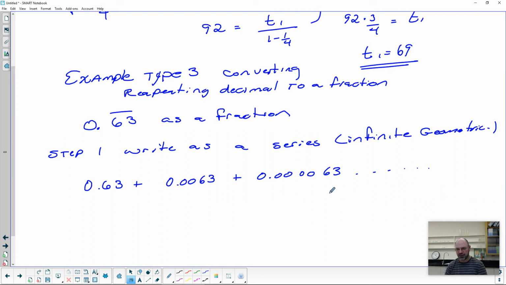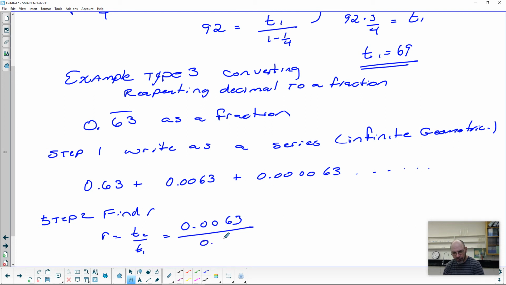So how are we going to get the sum of this? Well, we have to find r now. Step 2, find r. So r is equal to t2 divided by t1. In our case, that's 0.0063 divided by 0.63. If you go 0.0063 divided by 0.63, you get that hundredth. So this is 0.01.